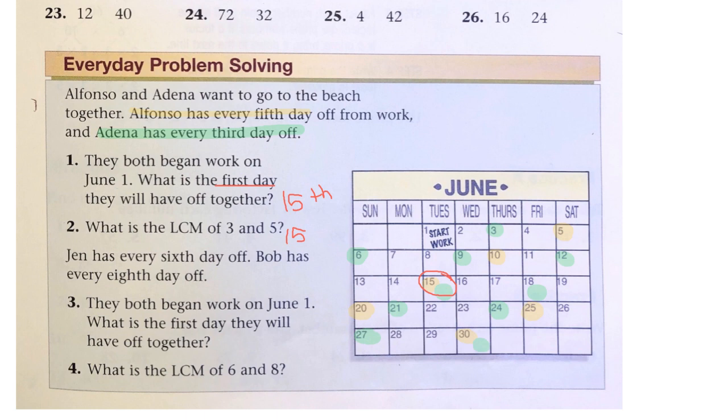Jen has every 6th day off. Bob has every 8th day off. They both begin working June 1st as well. What's the first day they will have off together? What's the least common multiple of 6 and 8?